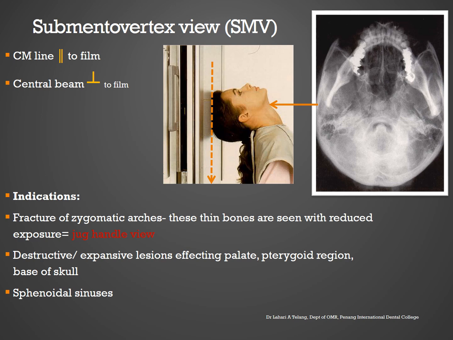In this view you should be very careful, as it's not indicated for anyone with a cervical condition or a suspected fracture in the neck. So it is indicated for fractures of zygomatic arches. These thin bones are seen with reduced exposure, called a jug handle view. We'll be viewing it in the next slide. Destructive or expansive lesions affecting the palate, pterygoid region and base of the skull, as well as sphenoidal sinuses, can be seen.